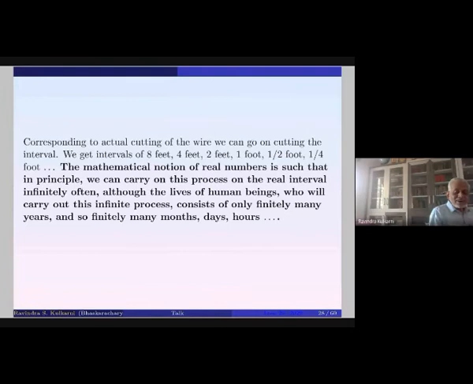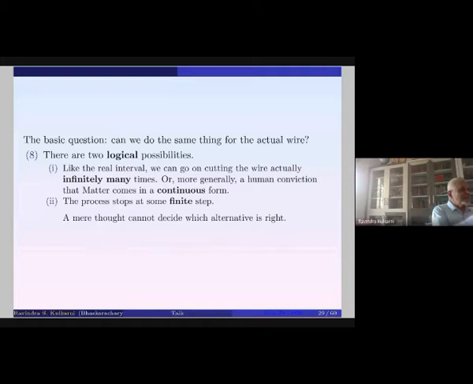On the one hand, we have this wire which we are going on cutting, and how is it mathematically modeled? Corresponding to the actual cutting of the wire, the wire is mathematically modeled as an interval which is 8 feet long on the real line. And if we go on cutting, the corresponding intervals are 8 feet long, 4 feet long, 2 feet long, 1 foot long, 1/2 foot long, 1/4 foot long, and so on. The mathematical notion of real numbers is such that in principle, this process can go on indefinitely.